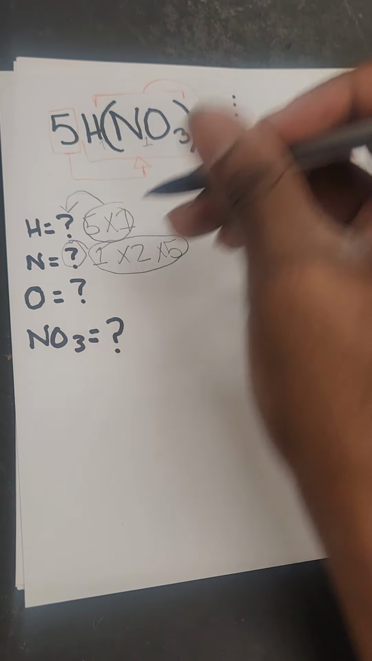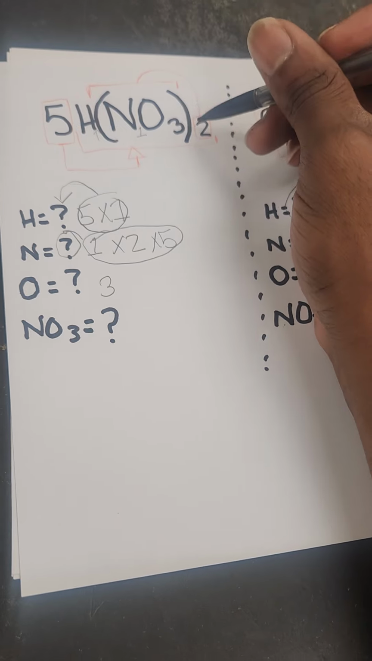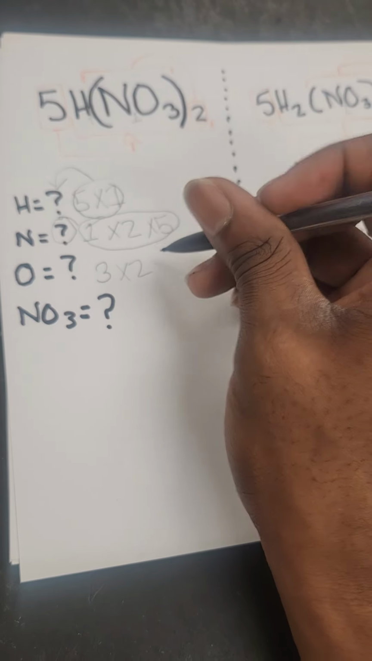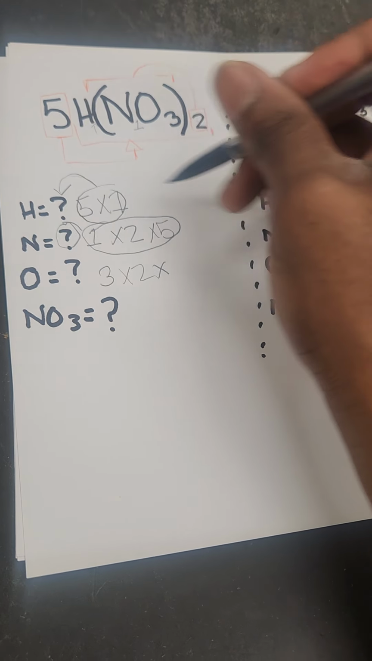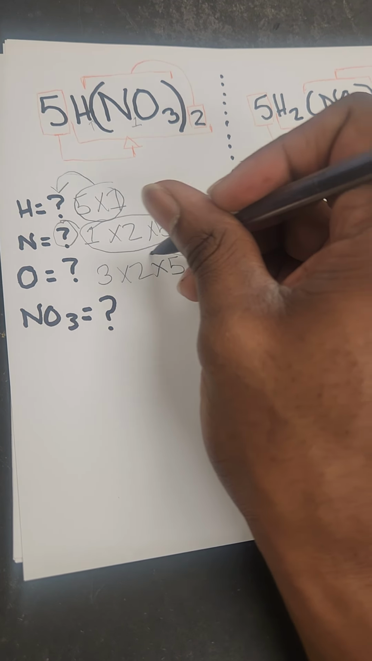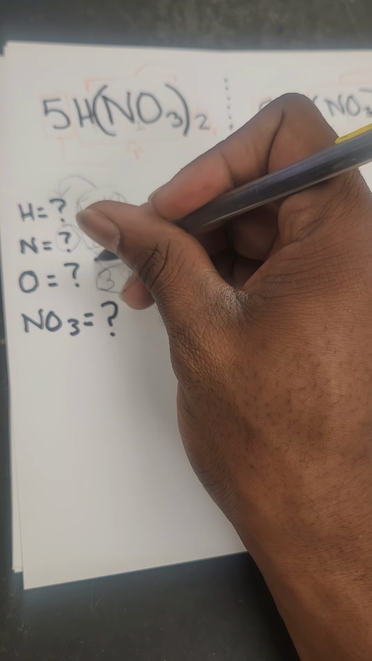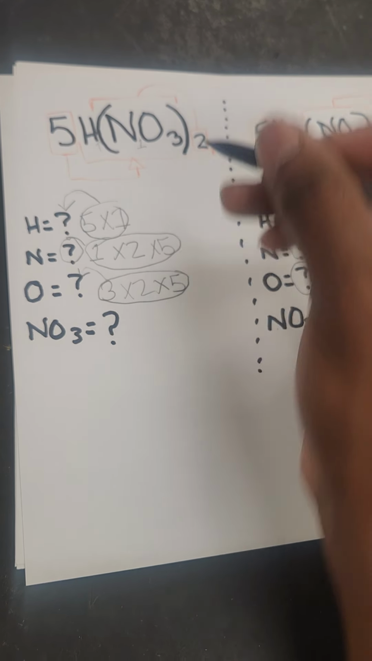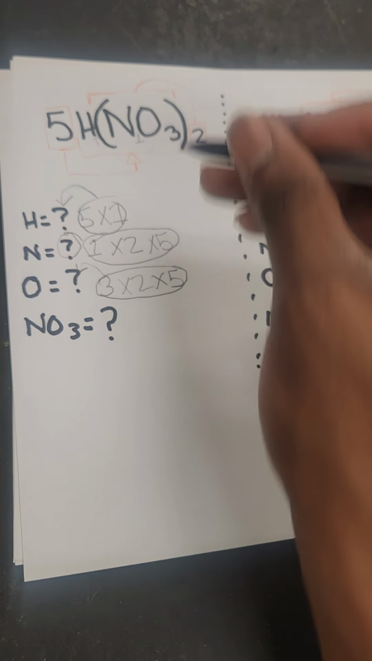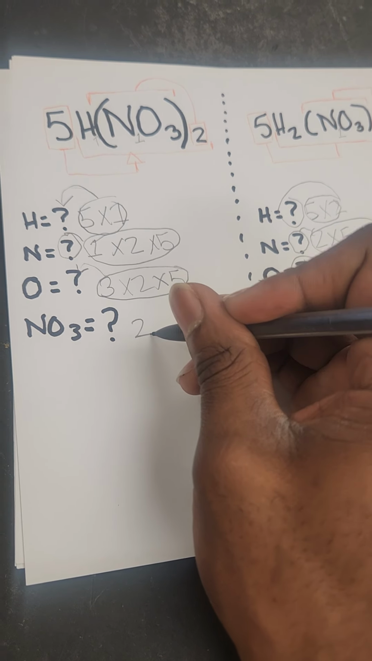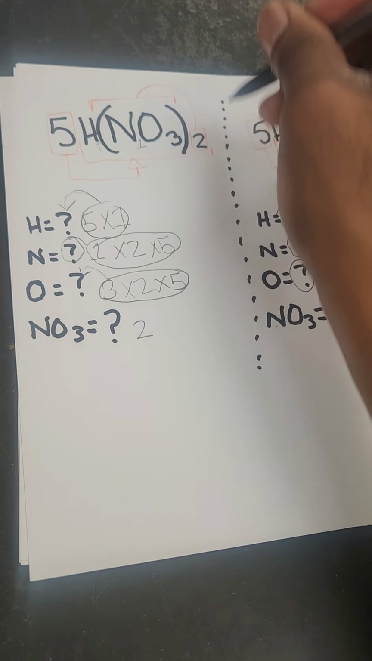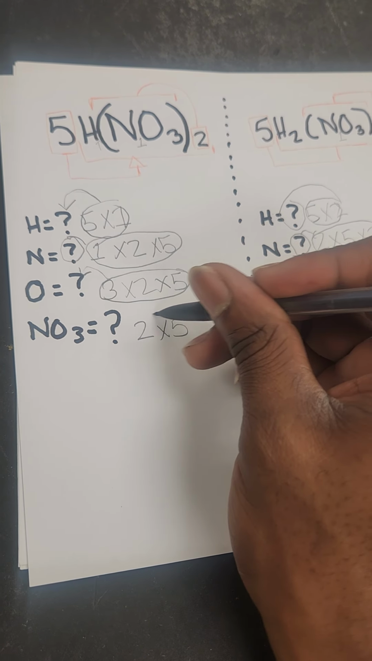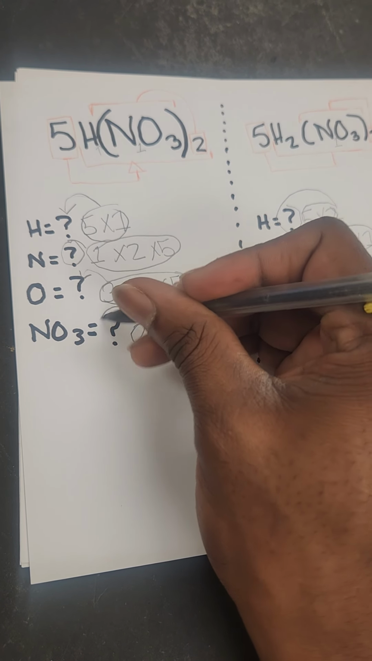For the oxygen, there are 3 in each, and then there are 2 of the parentheses, so we multiply by 2. And then again, there's 5 of the whole compound, so we multiply by 5. That will get us our answer for oxygen. How many NO3s do we have? Well, we have 2 of everything in the parentheses, so 2 to start off with. And we have 5 of the whole compound once again, so we multiply by 5. That gets us our question mark here.